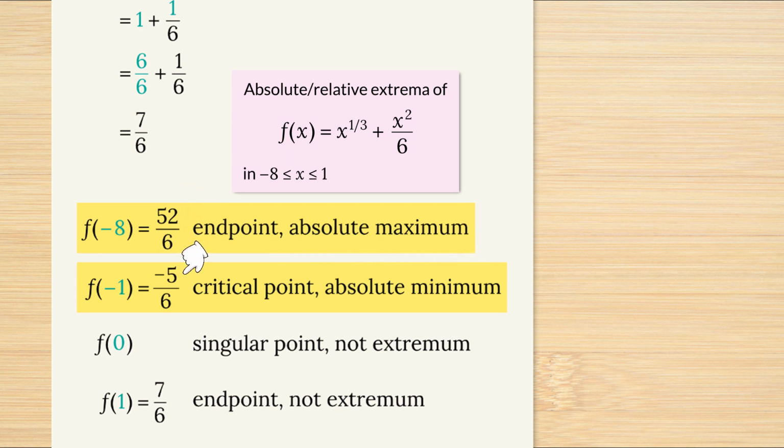X equals -1 is the location of a local minimum, and in this case, it's the most negative value of the function. Therefore, the absolute minimum of the function f of x occurs at -1, and the value of the function is -5 over 6. At the other endpoint, this is neither a minimum nor a maximum. It's just another point on the function.